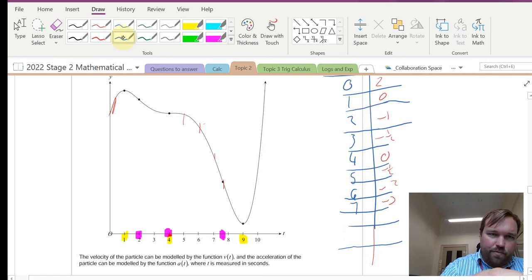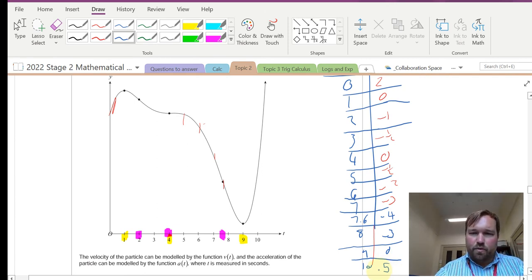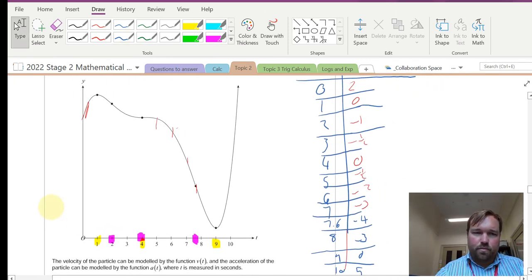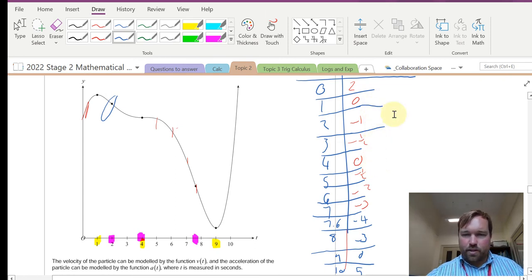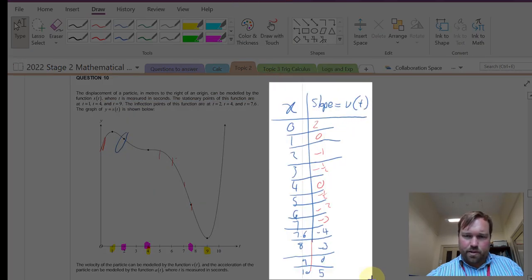Let me just redo those. At 7.6, minus 4. At 8, minus 3, at 9, 0. At 10, we are going positive, like 5. Note a few things here. The points of inflection, there at 2, that's going to go from high. Let's plot this out then. Sorry, that wasn't gloriously clear.